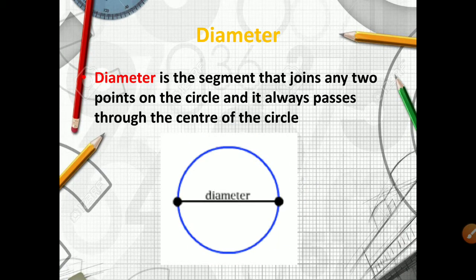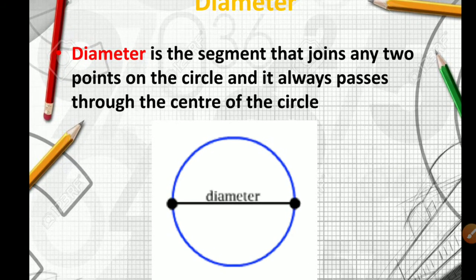Diameter. Diameter is the segment that joins any 2 points on the circle and it always passes through the center of the circle. This is point number 1, this is point number 2. These 2 points are joined by the segment and it always passes through the center of the circle.